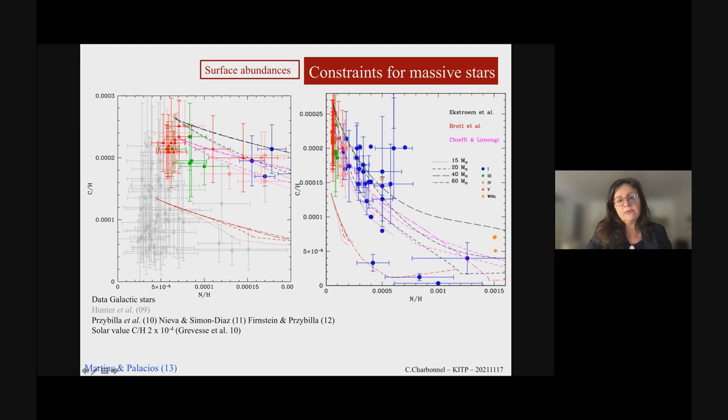And when you start with the abundances around the solar abundances, you see that the decrease of the carbon at the surface, which is shown here, is well predicted by the models. This is for the main sequence stars here, and here for more evolved stars. And you see that actually these models are in very good agreement with the data.